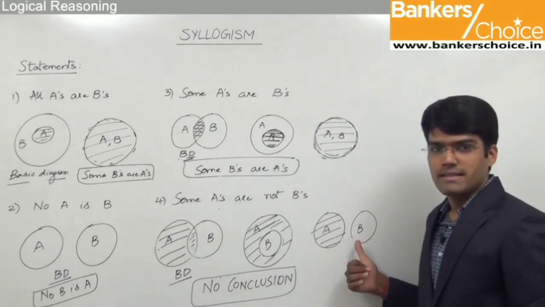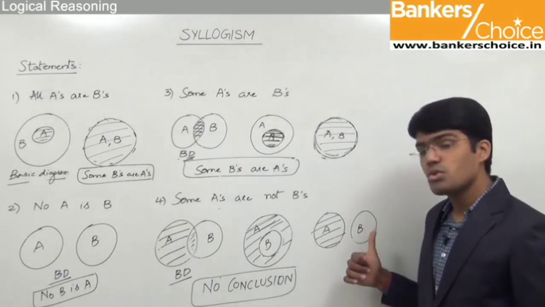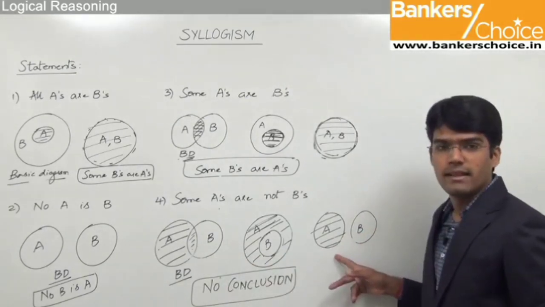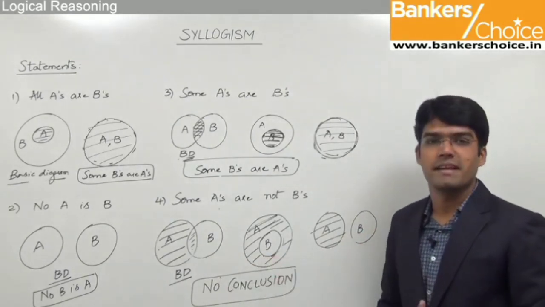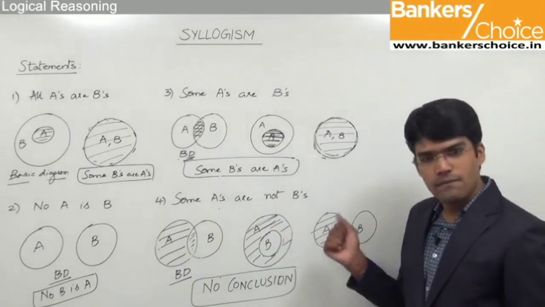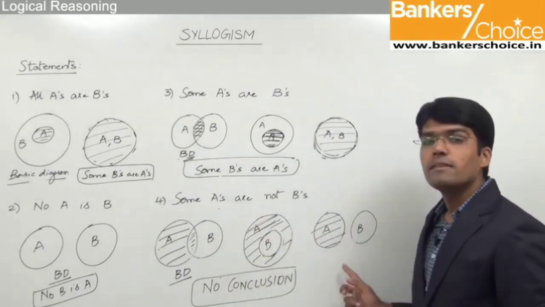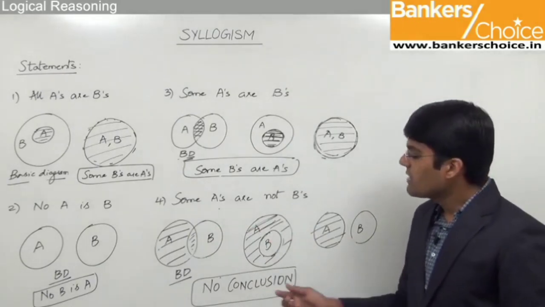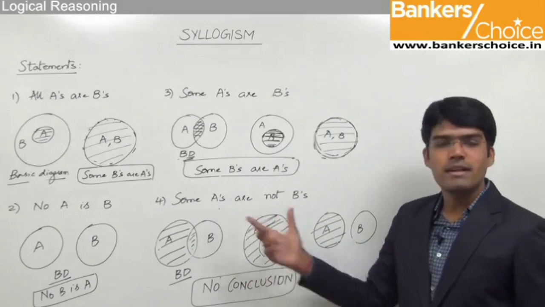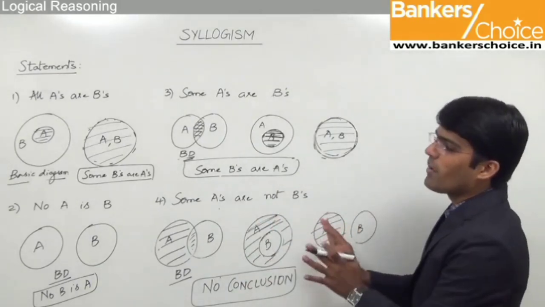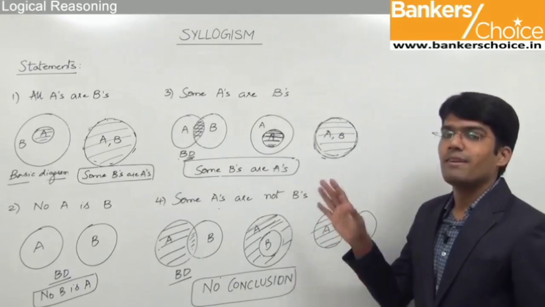We can say that some B's are not A's. So the conclusion some B's are not A's satisfies the first diagram and the third diagram, but it fails for the second diagram. And likewise, if we try for any other conclusion, it definitely fails in at least one of these three diagrams. So as such, there is no conclusion which can be directly made for the given statement some A's are not B's.